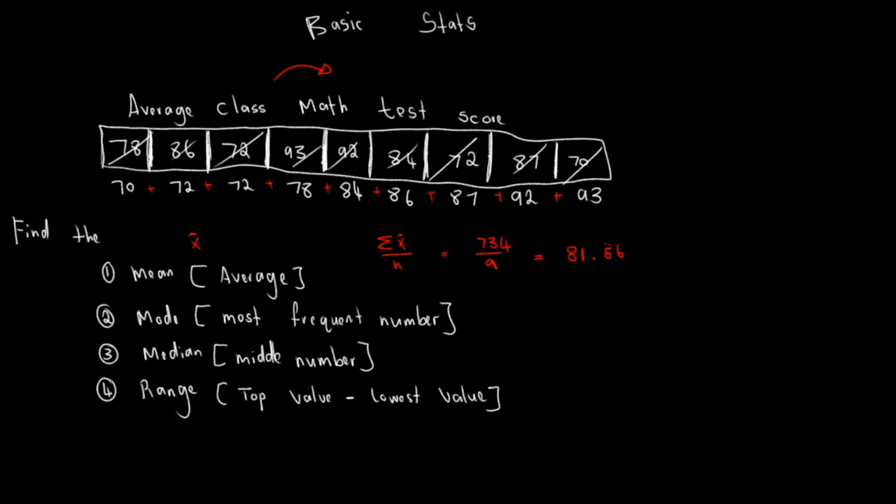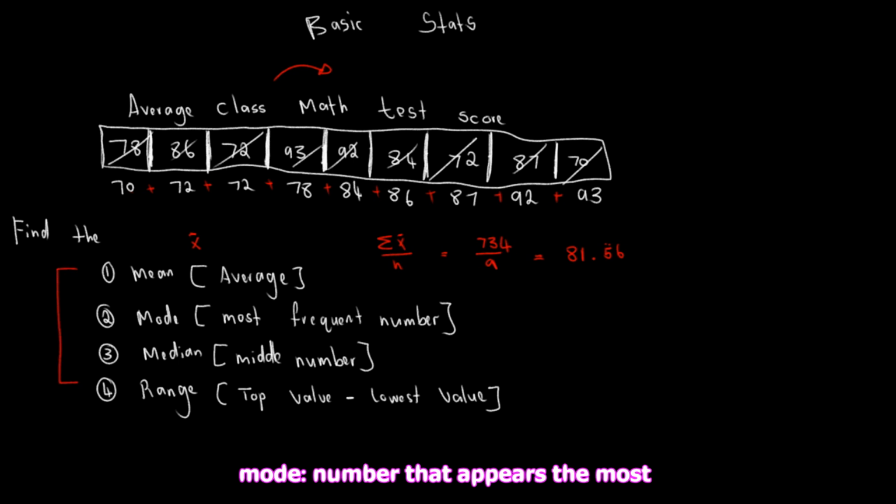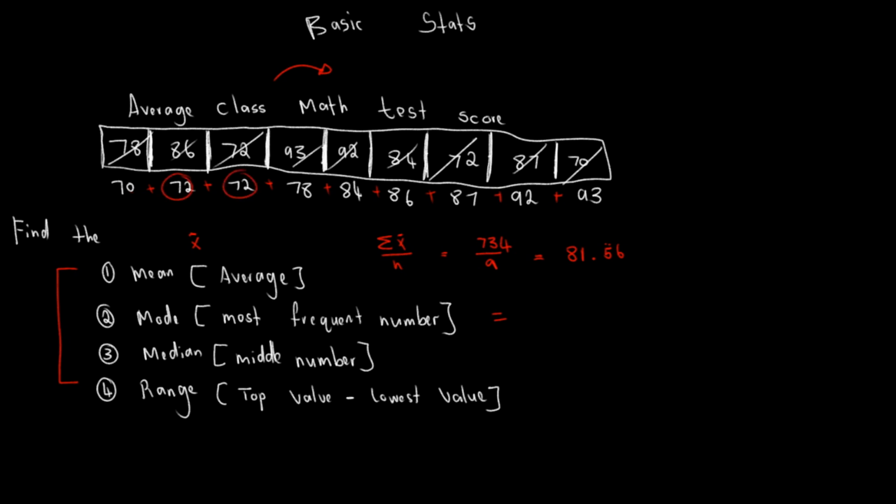So what is mode? Mode, these are some notes you can take down. A mode is just the most frequent number, or the number that appears the most. In this case, which one appears the most? It's quite evident that 72 is the only one that appears 2 times. So the mode in this case is going to be 72.